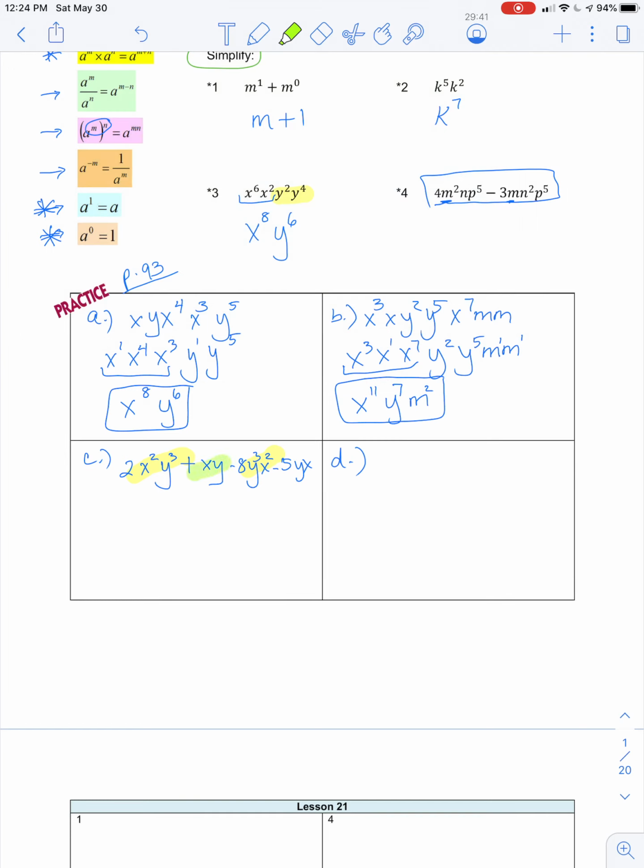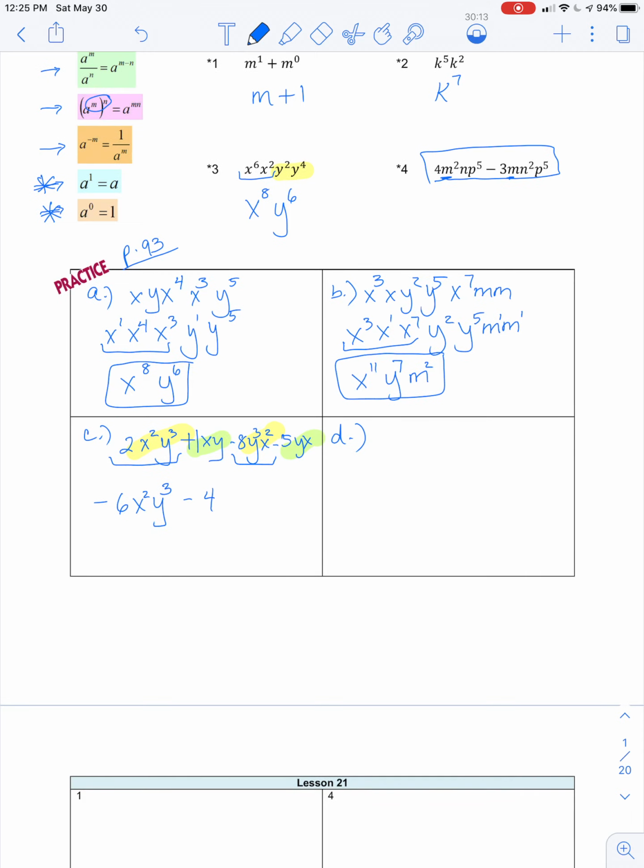So let's check these out. Do the next ones go together? We have an xy and we have a yx, and those are exactly the same. They're just flipped around, and we know that as factors, they can be flipped around, but they will go together. So let's take together what's in yellow and put those together. So I have 2 minus 8, which is a negative 6, x squared y to the 3rd power. And then I have what's in green, which there's a coefficient of 1 here. So I have 1 minus 5, which is a negative 4. So we write that as minus 4xy. And that is the answer to that problem.